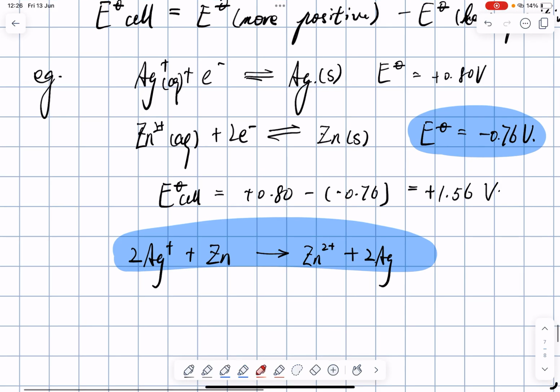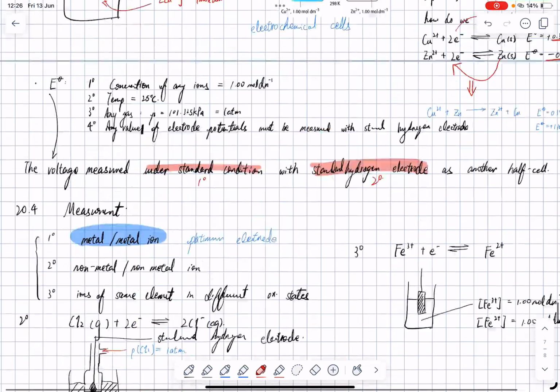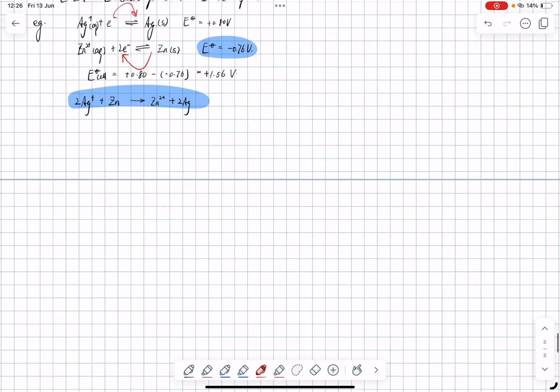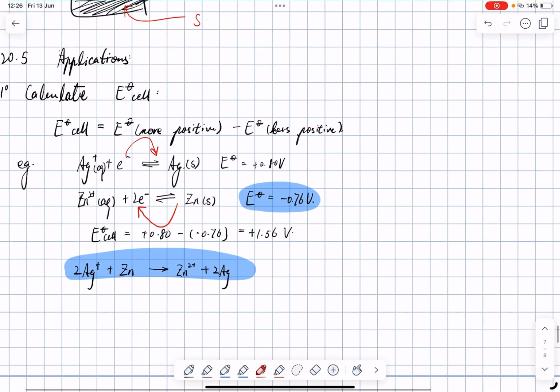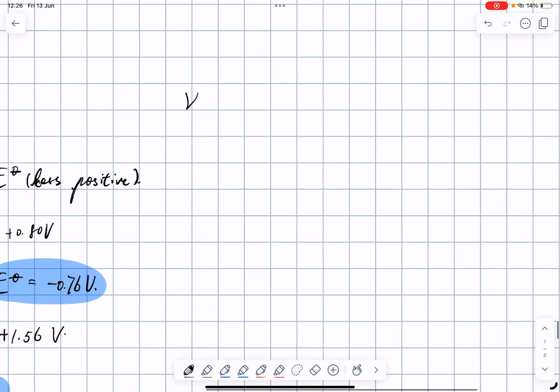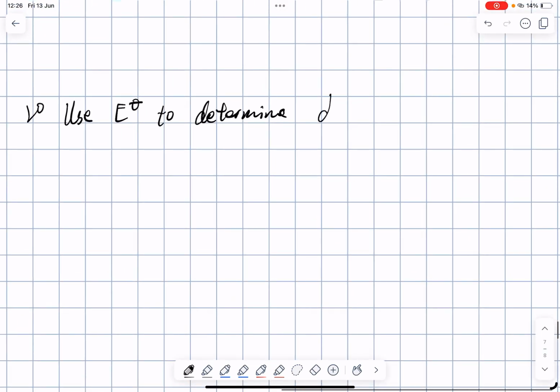You see, because the silver reaction goes in the forward direction, and the zinc goes in the reverse direction. That's pretty perceivable. That's really simple. And we're turning to our second application. Here we can use this to determine the direction of electron flow.